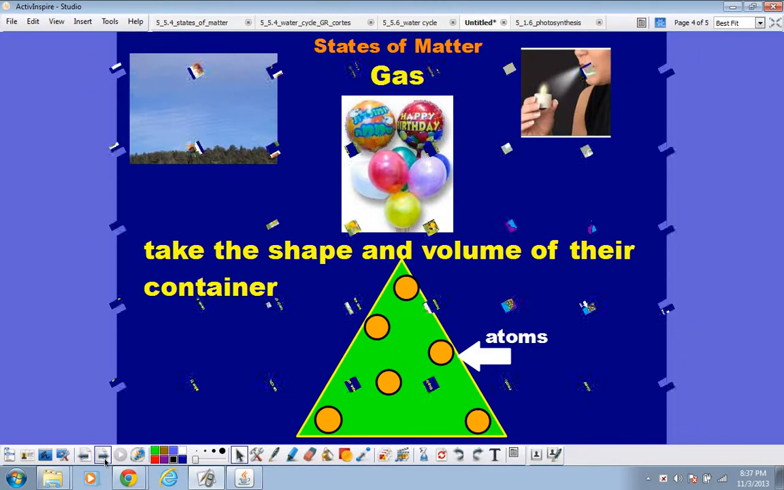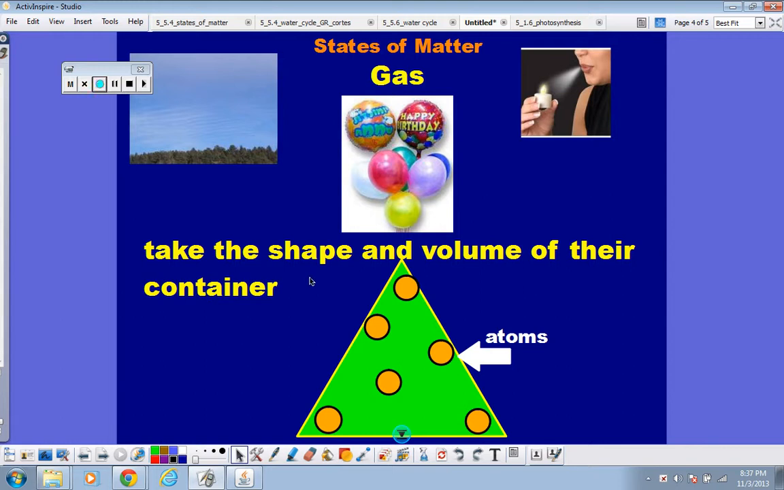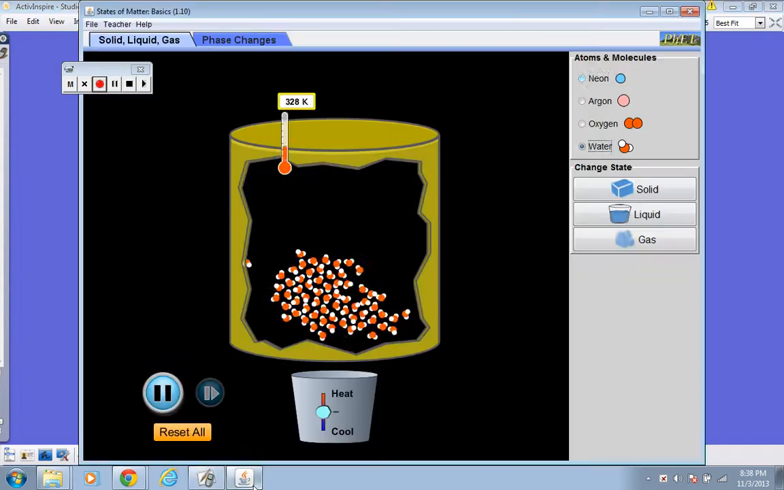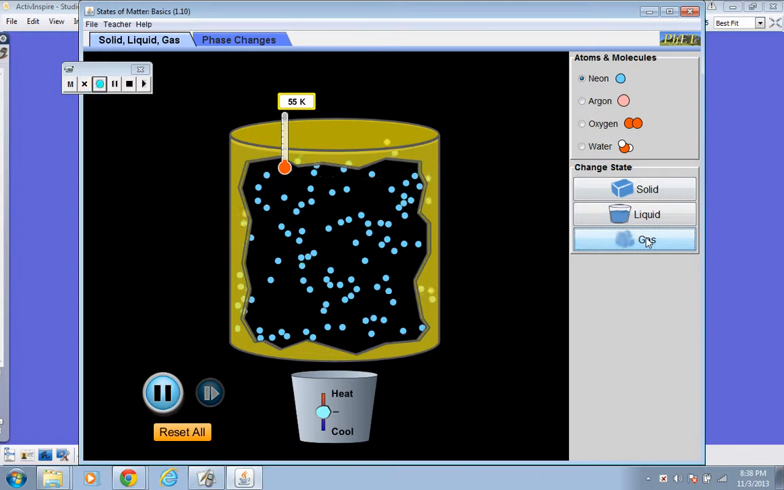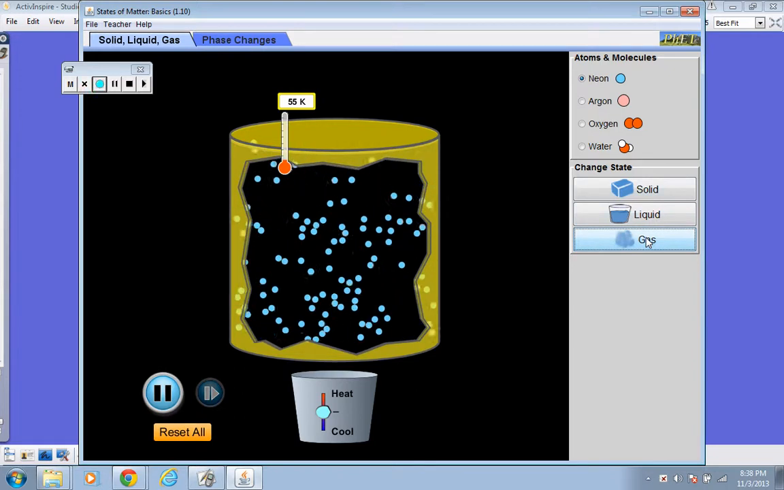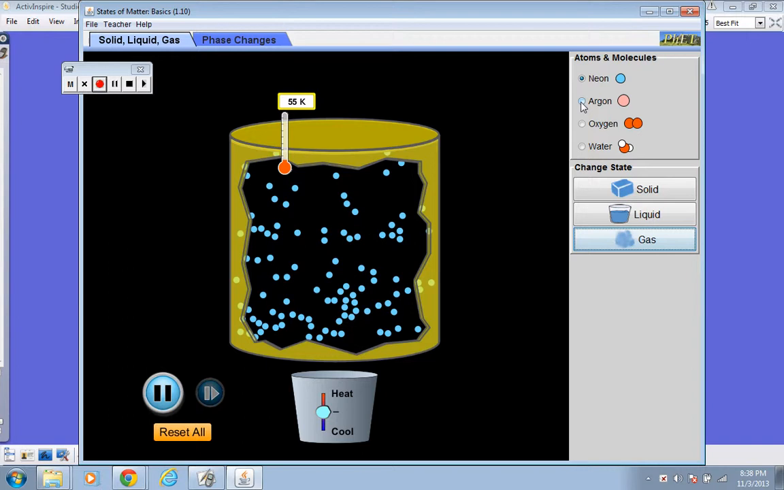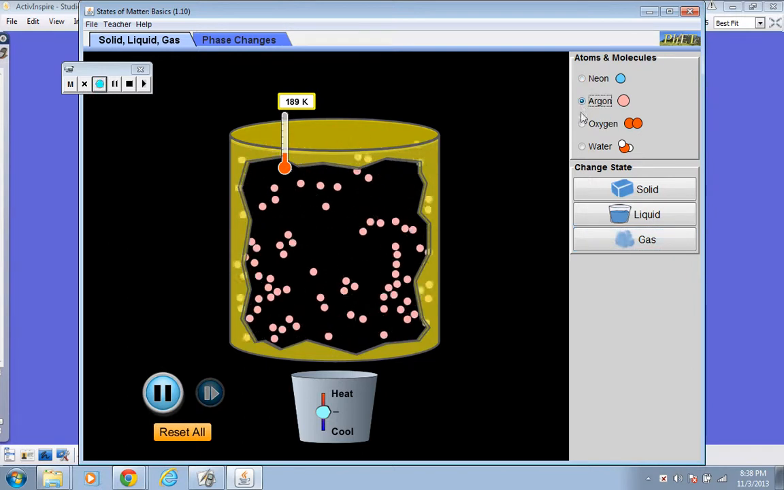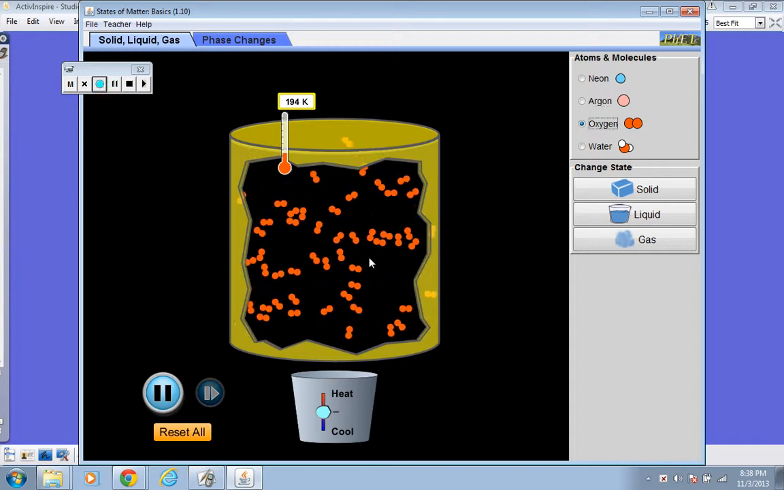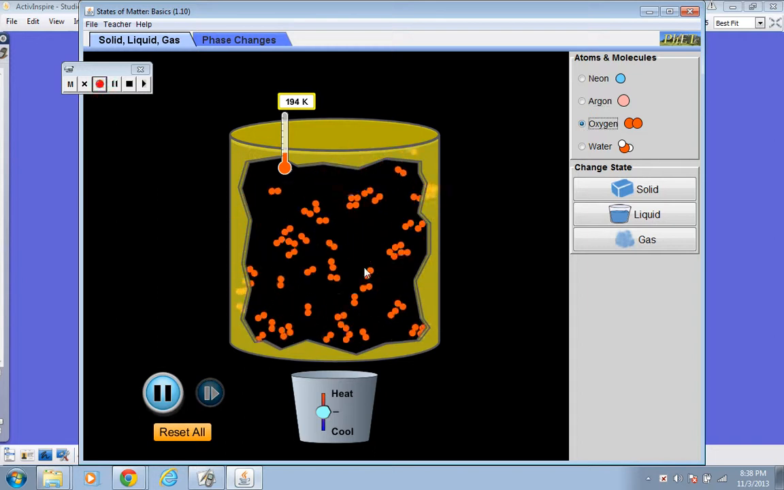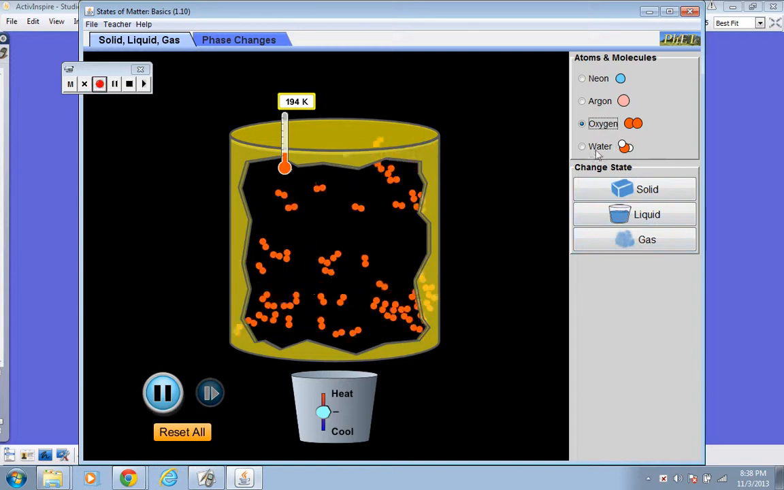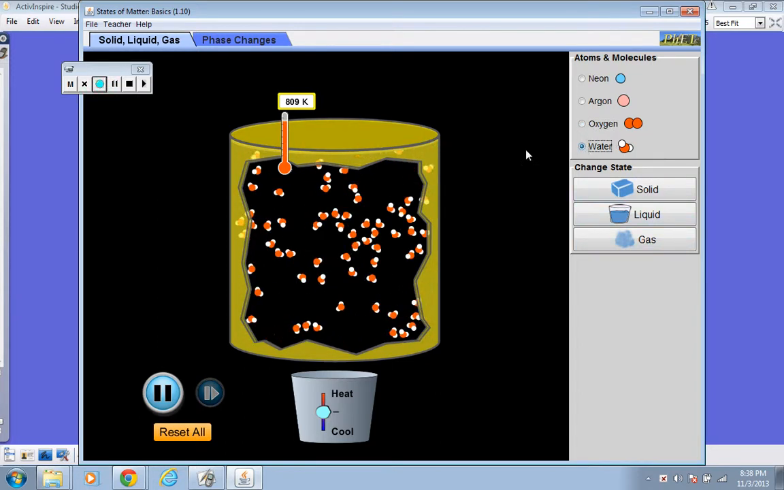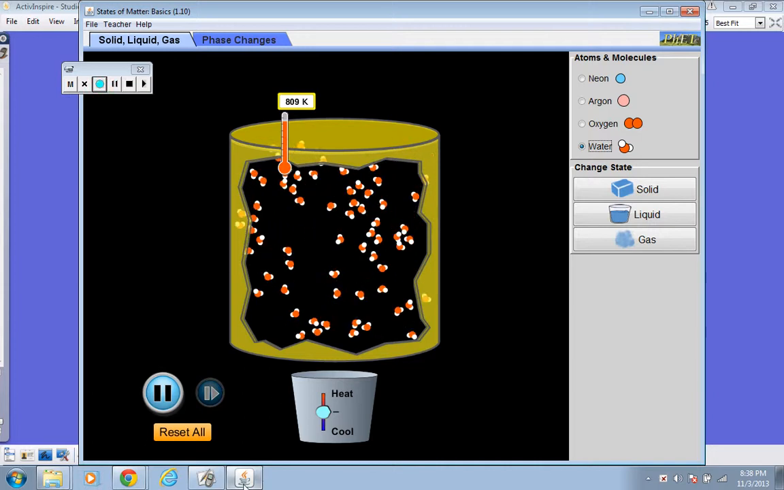Gas is the last state of matter we're going to talk about. Gases take the shape and volume of their containers, and that is because the atoms in gas are going crazy. Let's look at them. The atoms in gas look like this. They're flying everywhere. They spread out, they bounce off the walls, they hit each other. It doesn't matter what type of gas it is, what type of atoms. If they're a gas, they're going crazy. They're really spread out. See that? Let's look at water. There we go. They're going crazy. Those are the gas atoms.